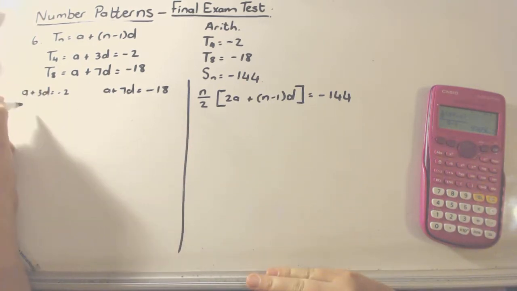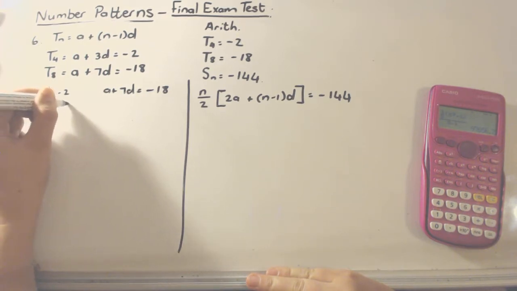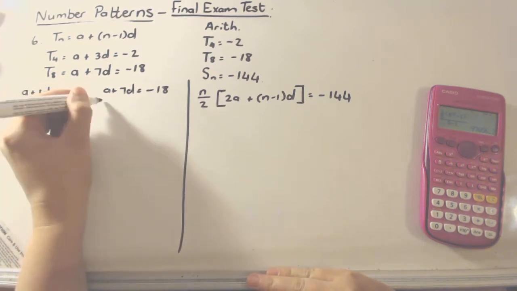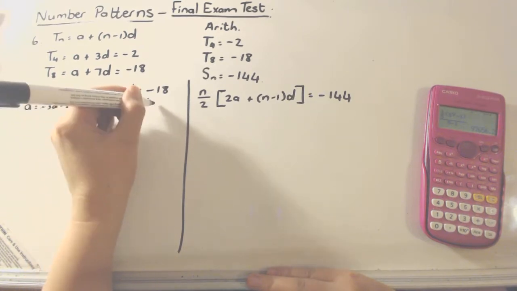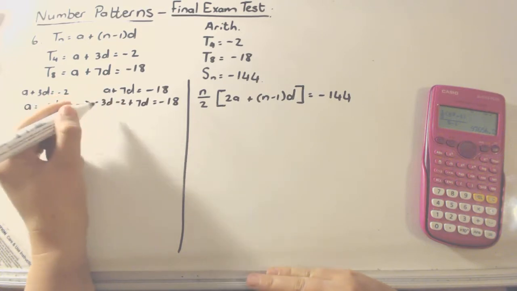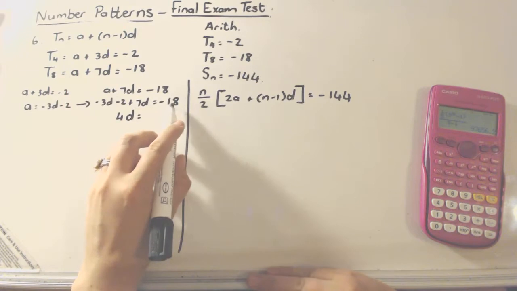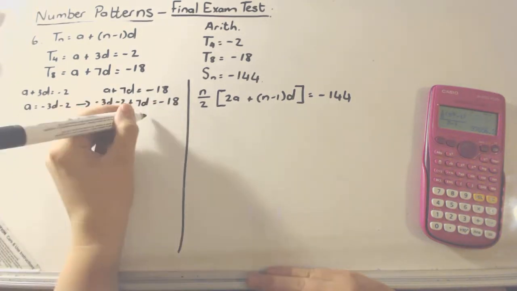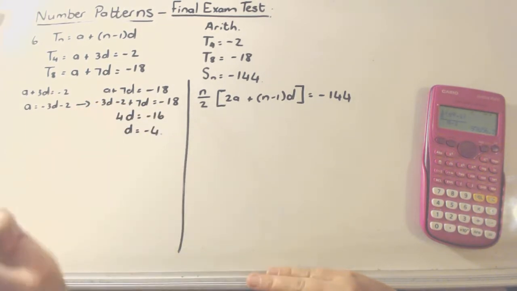Okay, so from this, I have that a is minus 3d minus 2. That I'm going to substitute in there. Minus 3d minus 2 plus 7d is then minus 18. So 7d minus 3d is 4d, which is then equal to minus 18 plus 2, which is minus 16. And that means d is equal to minus 4.